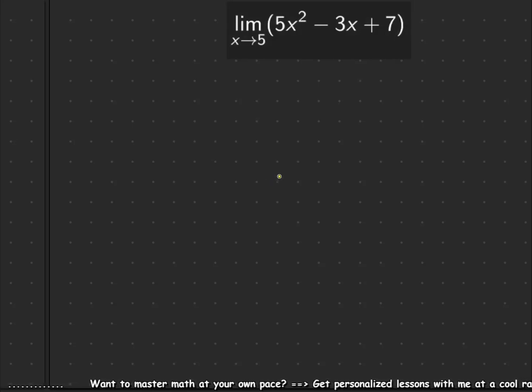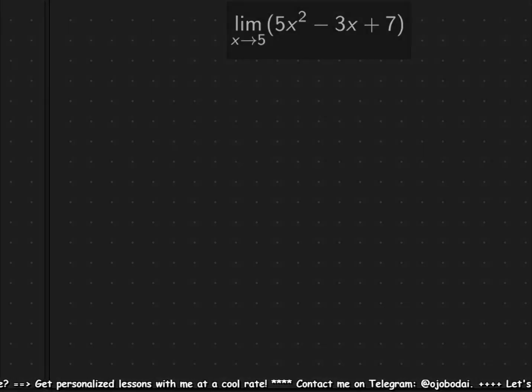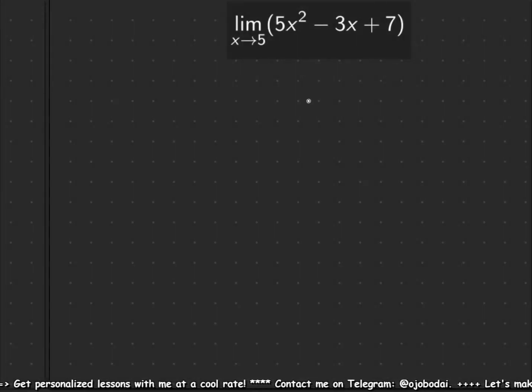This is our last question, which says we want the limit of 5x squared minus 3x plus 7 as x approaches 5. And what do we do? We can still apply the limits of sums and difference and constants and what have you, the products, because there's a product here. But we should choose to solve it as simple as possible. Hence, let's just look for the limit of the product or sums and difference.